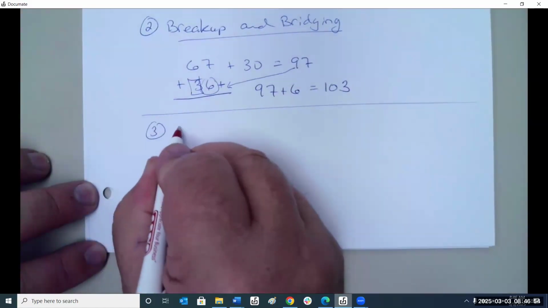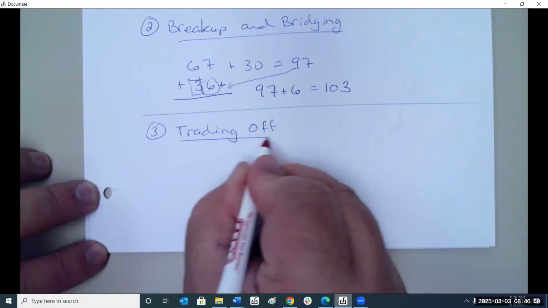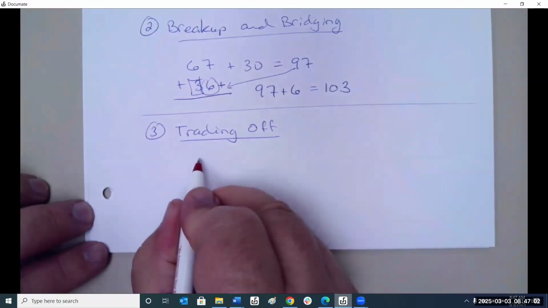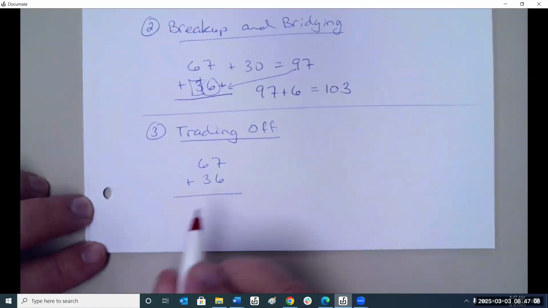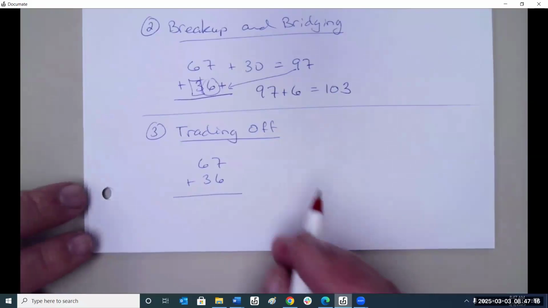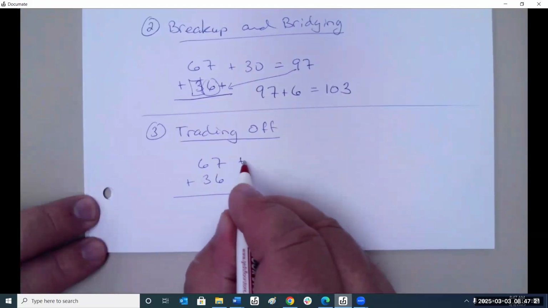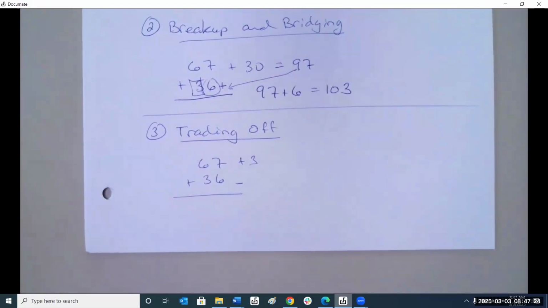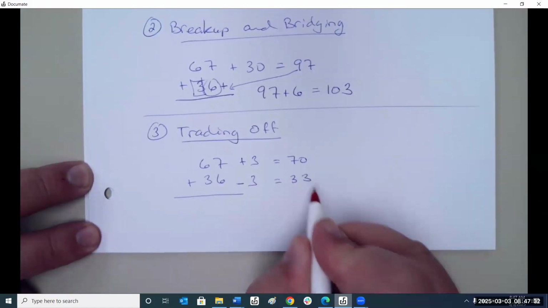The third method is trading off. Same numbers. 67 plus 36. By trading off, it's what we did earlier. Remember the opposite numbers? So if we add 3 here, what do we got to do here? Subtract 3. So that's 70 plus 33.